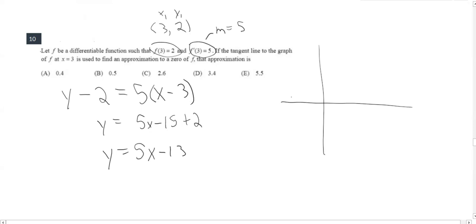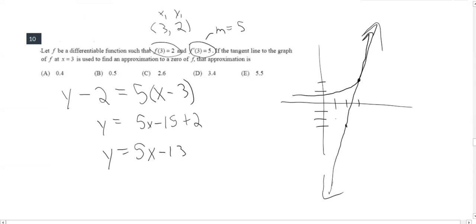So check this out right here. If I look at the graph, I don't know what it looks like, okay? But I know this point (3, 2) is on it, and I know that the tangent line has a slope of 5 at that point. So if I go down 5, back 1, my line's going to be like this. I don't know what the graph of f looks like, but let's pretend the graph of f goes like this or something. We're going to approximate the zero of the function by figuring out where this line is equal to 0.